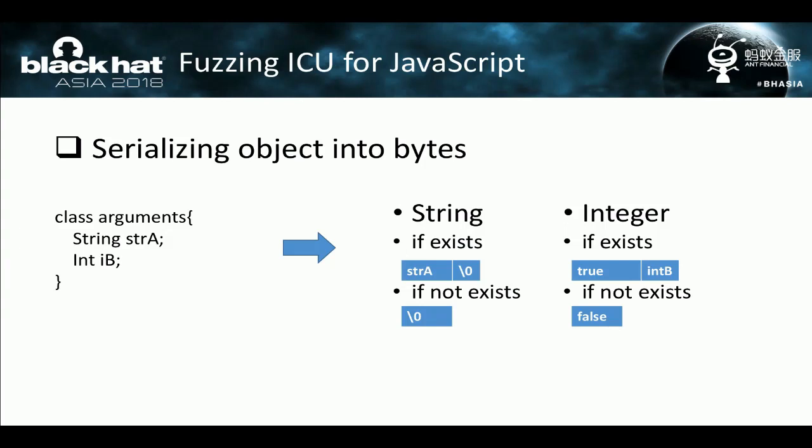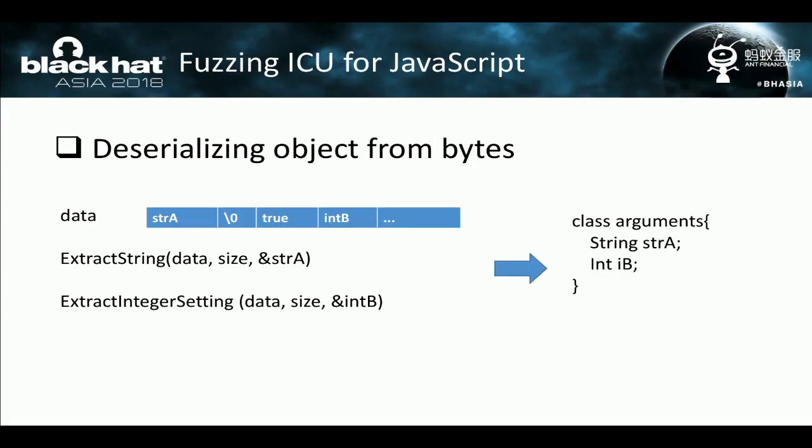If the integer exists, the bool value is true. If it does not exist, the bool value is false. Because many arguments are optional, if the arguments exist or not, the function will jump to different branches.